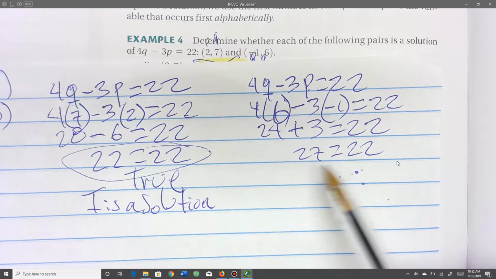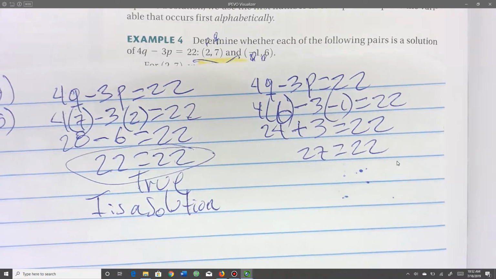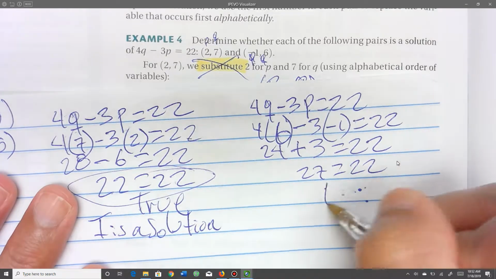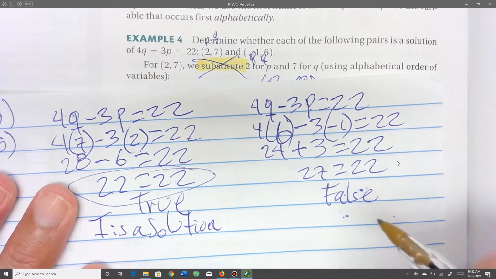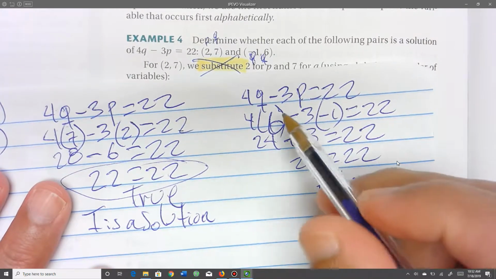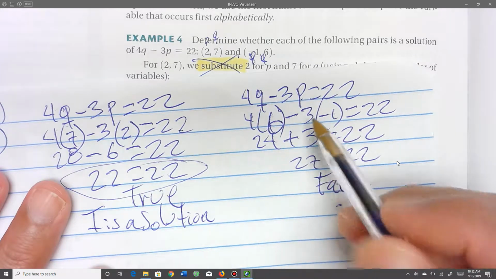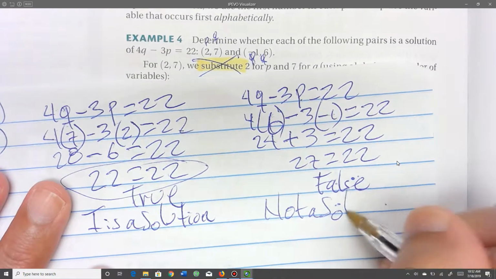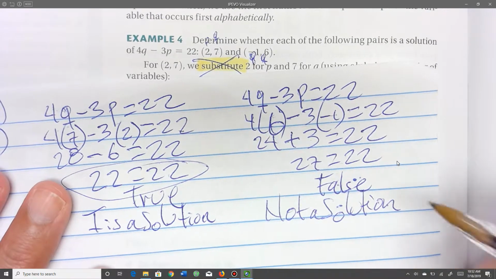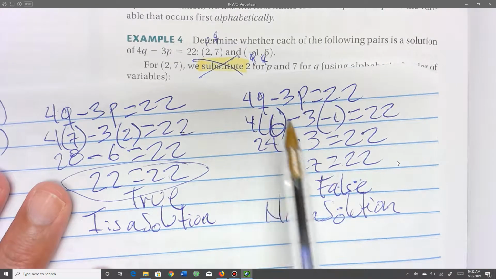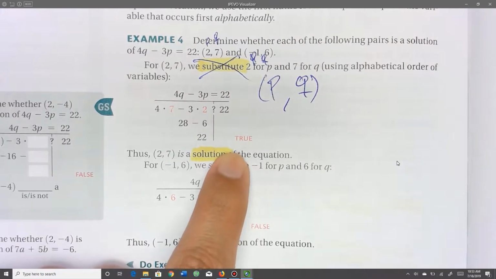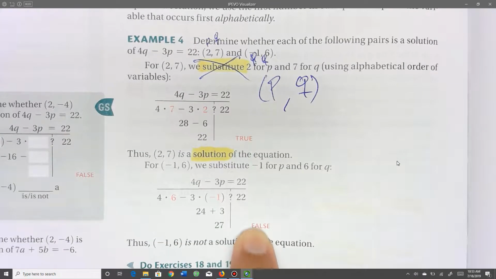So in this case we have a false statement, false. Therefore this ordered pair is not a solution of the equation. All right, and yeah, that one's true, this one's false.